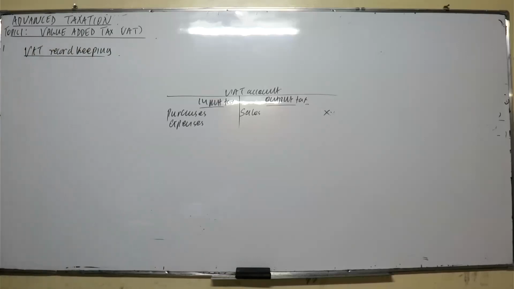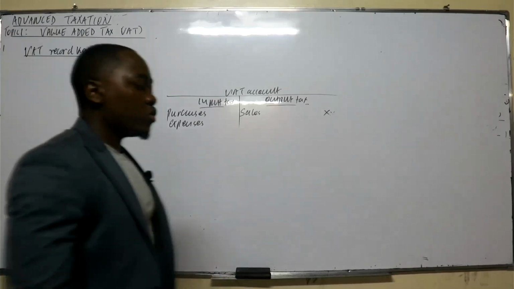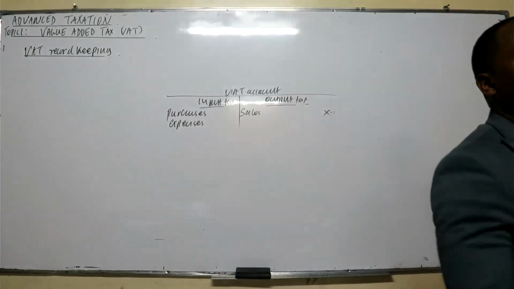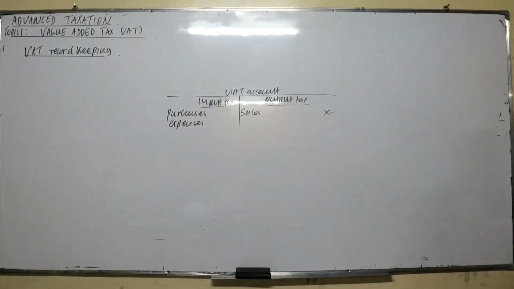VAT record keeping. VAT records should be kept for a period of 5 years from the date of the last entry. Yeah, at least 5 years.